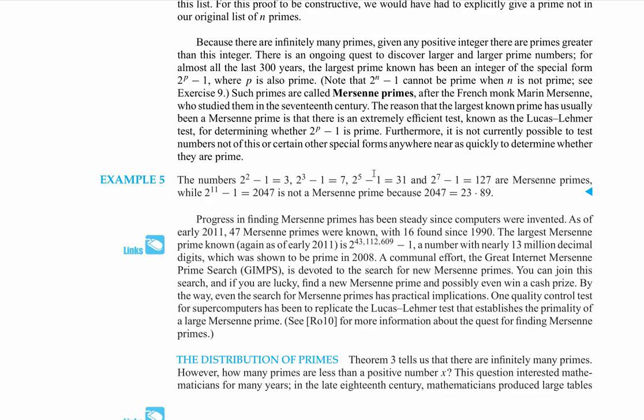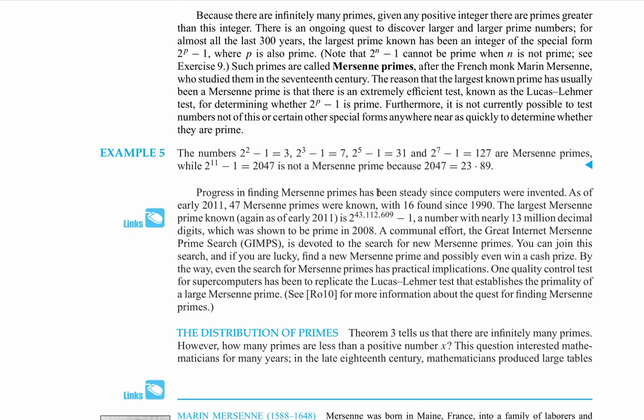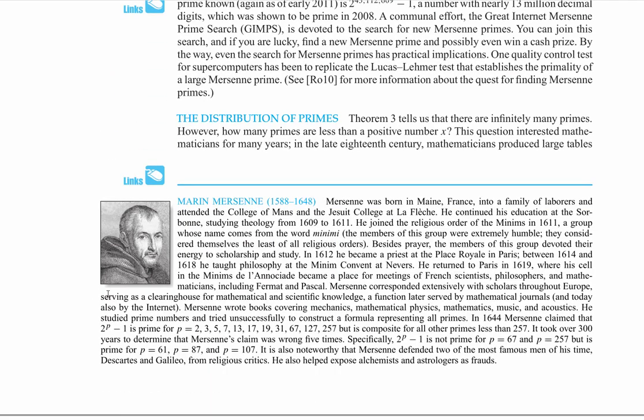You see a pattern, so the powers themselves are primes, but 2 to the power 11 minus 1 is 2047. That's composite. Alright, so not every number 2 to the power of prime minus 1 is a prime. And here is Mersenne. Yeah, French.